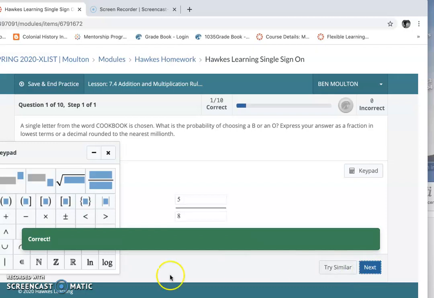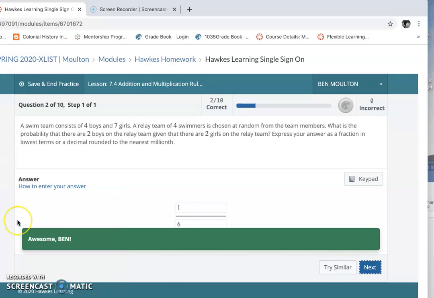Let's take a look at the next one now. All right, this next one actually is one of the harder ones in this section. Let's see what's going on. A swim team consists of 4 boys and 7 girls. A relay team of 4 swimmers is selected at random from the team members. What's the probability that there are 2 boys on the relay team given that there are 2 girls on the relay team? And then express our answer as the usual.